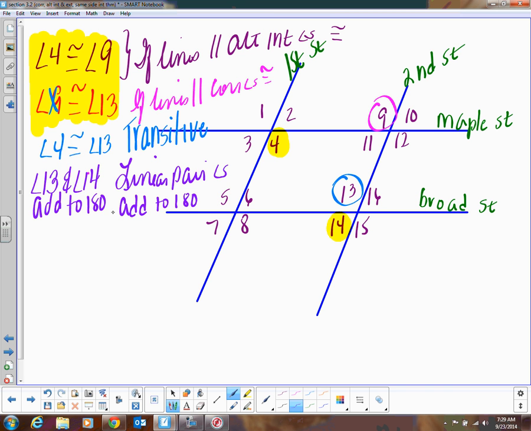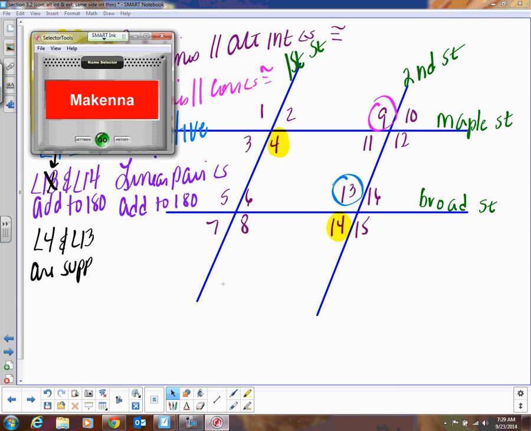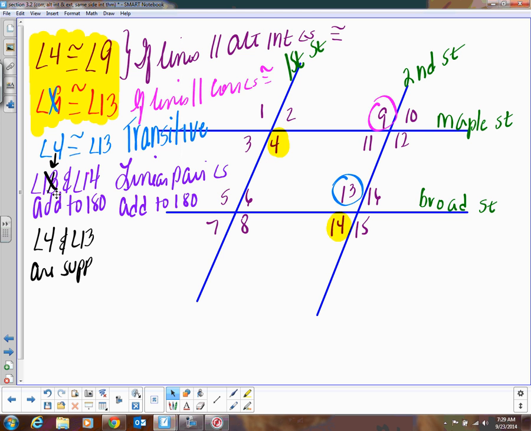So what we've got to do is we've got to link 4 and 14. So now we don't have a choice. If 4 is congruent to 13 and 13 and 14 are linear or add to 180, now we have to remove 13 and we have to insert 4. So angle 4 and angle 14 are supplementary. So the question is, what did I just do to make that transition? Amanda is not here. Eric. What's it called when I remove 13 and insert 4? Yes, yes. It is substitution.